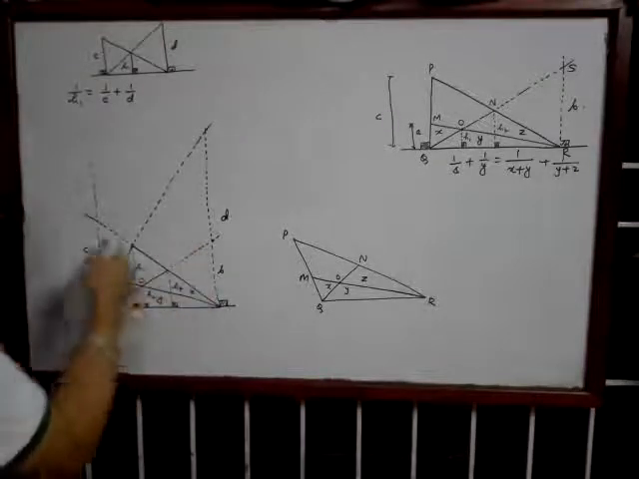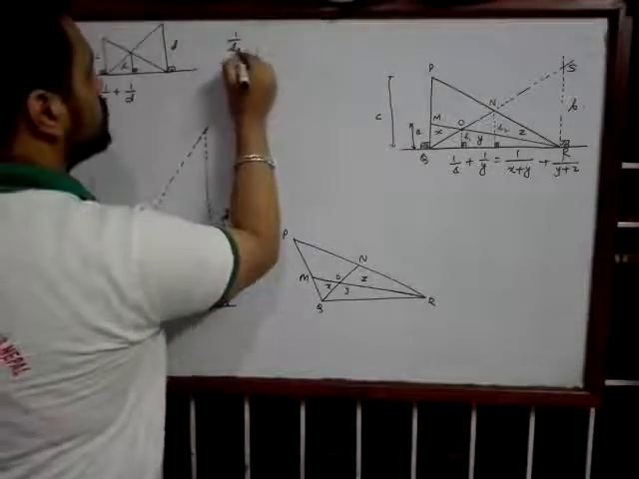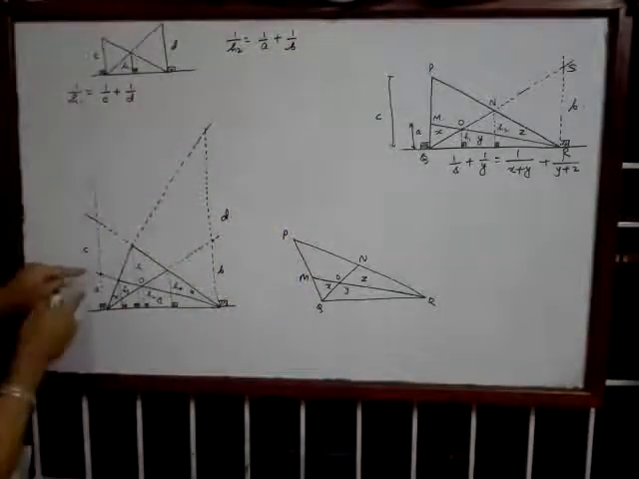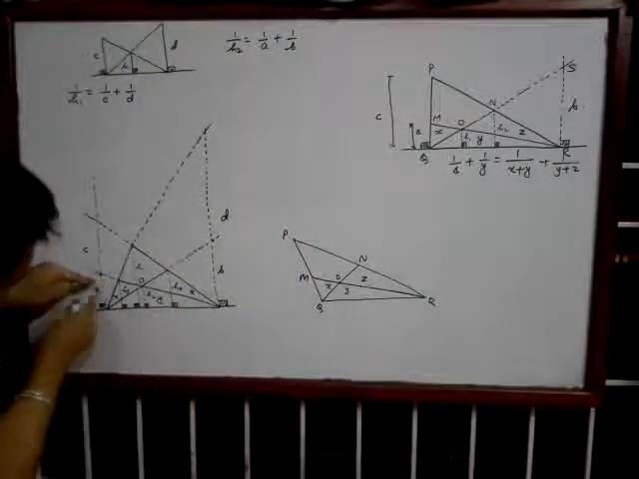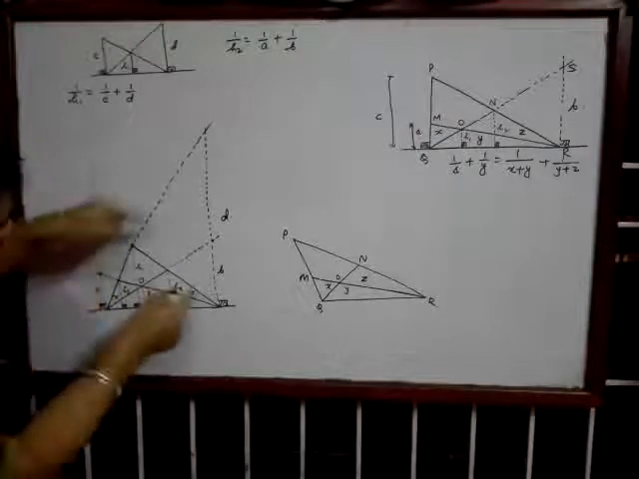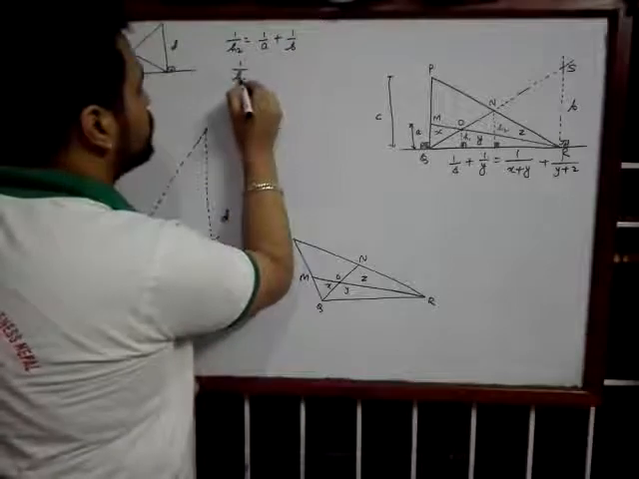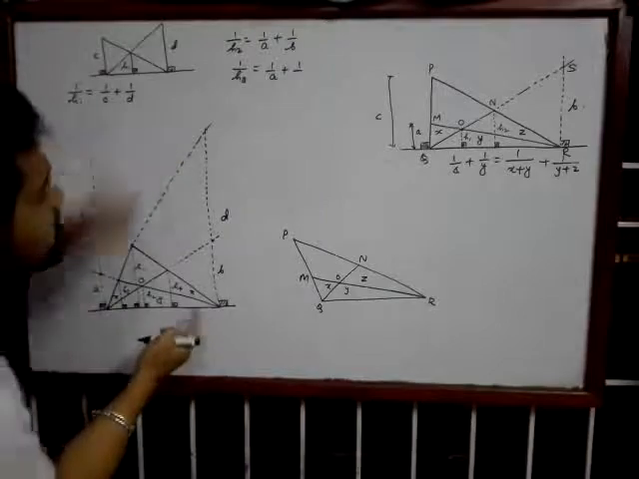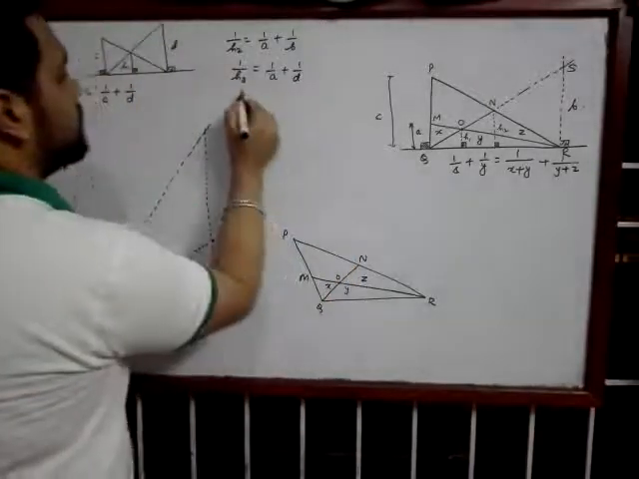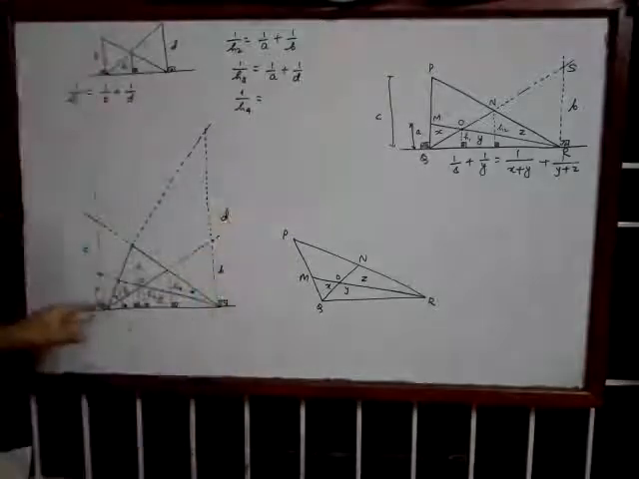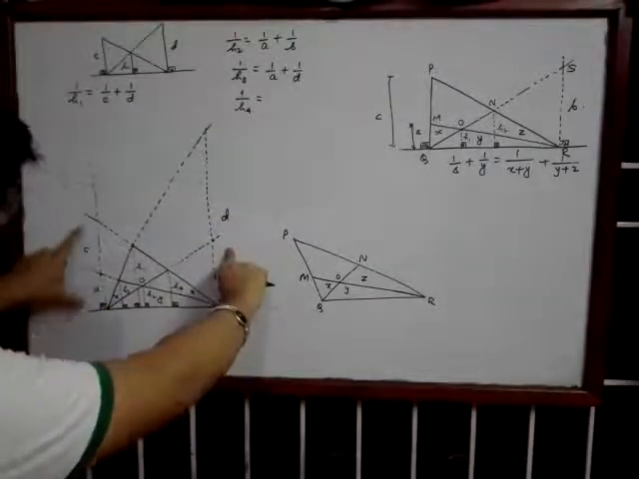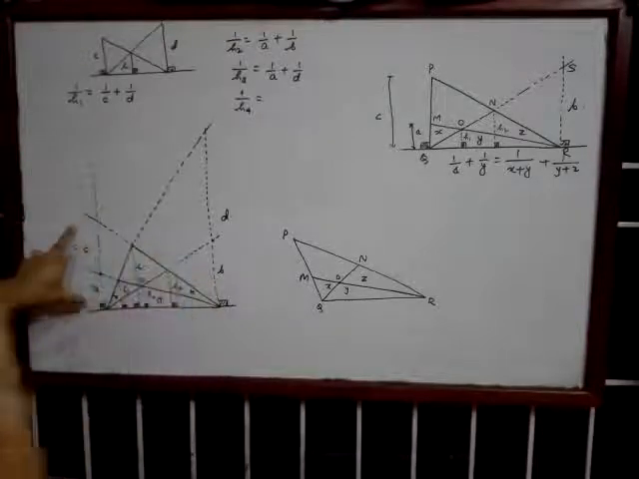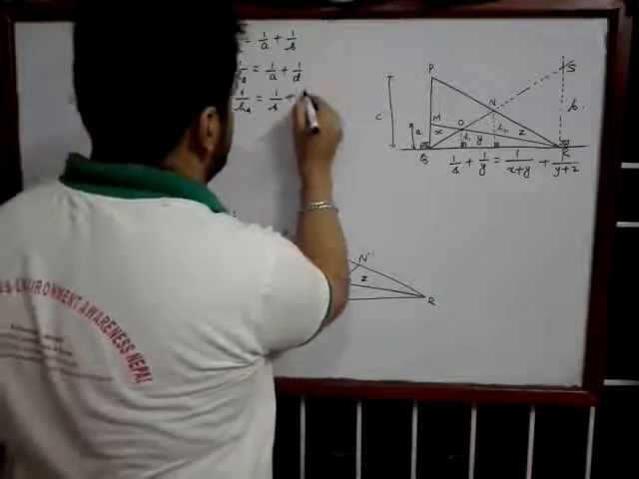This triangle, this triangle. So 1 by H2 is equal to 1 by A plus 1 by B. Similarly, for H3 we have A and then D. So 1 by H3 is equal to 1 by A plus 1 by D. And similarly for H4, what we have is B and C. So this is 1 by B plus 1 by C.